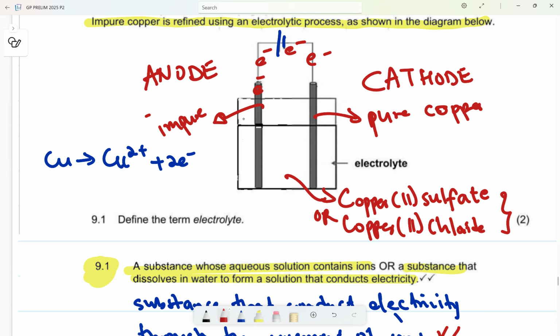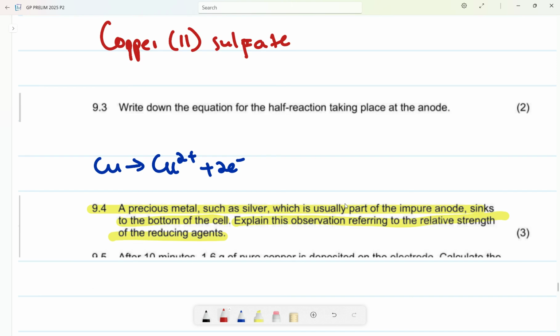Okay, so remember this is the cathode, so it undergoes reduction. So it means the one that underwent reduction is copper. Copper is the one that underwent reduction, so it was reduced. So it means copper is a stronger reducing agent than silver, because if silver was a stronger reducing agent, it was the one that was going to undergo oxidation.